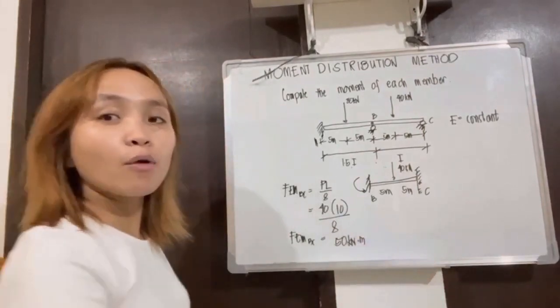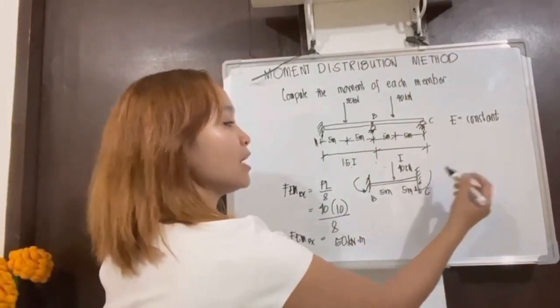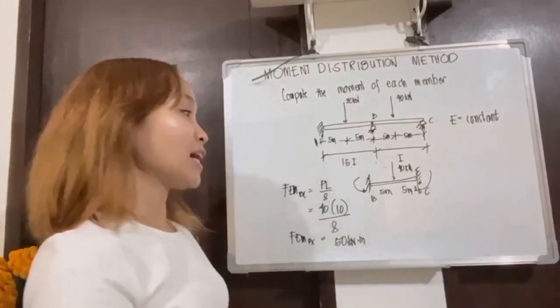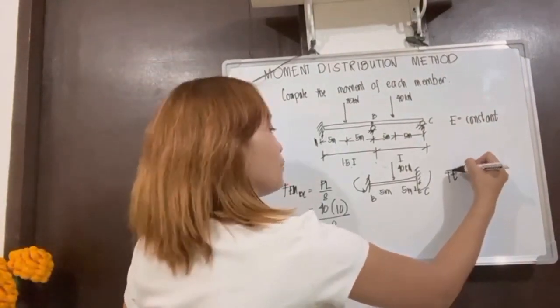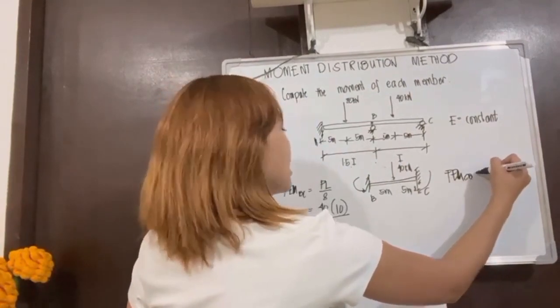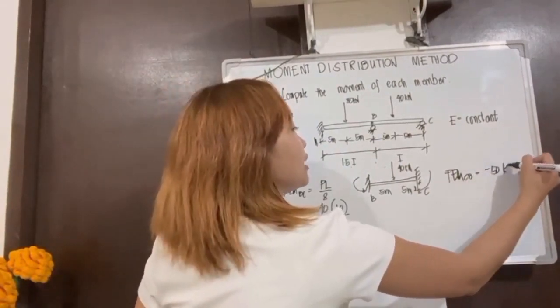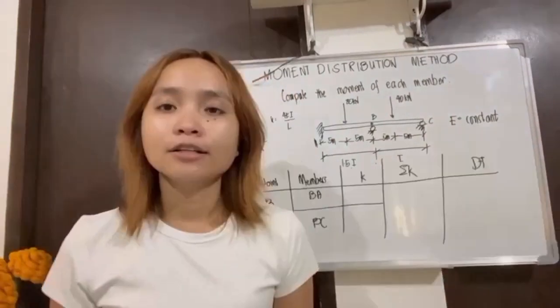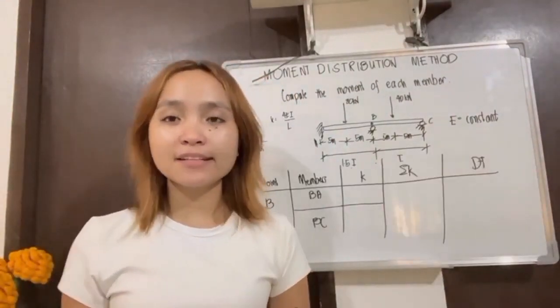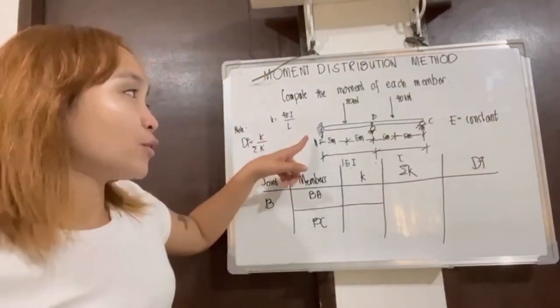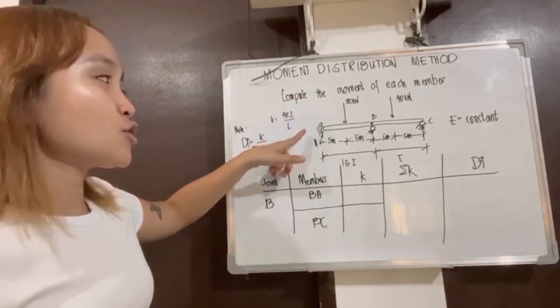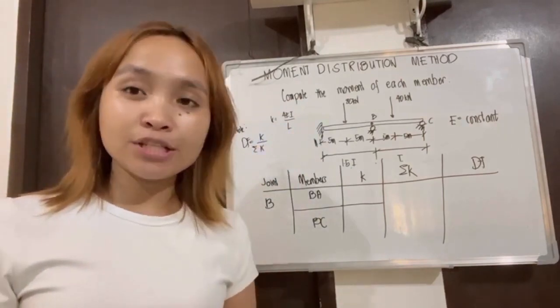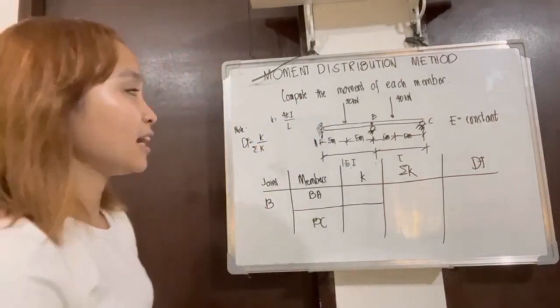The same way in getting our fixed end moment of CB, we will again use the formula negative PL over 8. So, our fixed end moment of CB is equal to negative 50 kN-m. So, next, we will get the distribution factor. Take note, earlier, if the support is fixed, it means it has a zero distribution factor. So, it means it is zero.